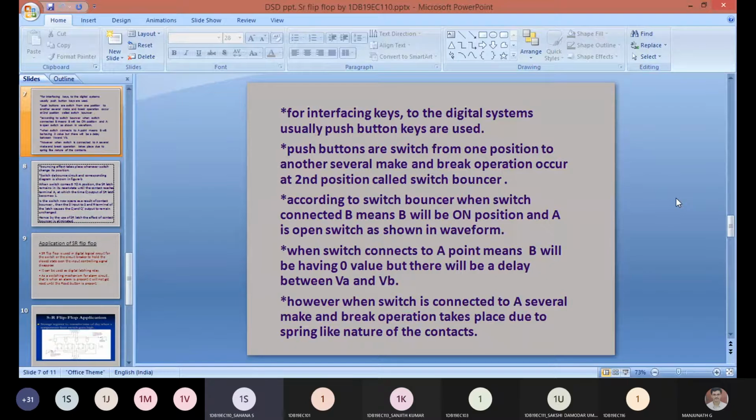According to the switch bounce, when the switch is connected to B, B will be in the on position and A is an open switch, as shown in the waveform figure here. When the switch connects to A point, B will have 0 value, but there will be a delay between VA and VB. However, when the switch is connected to A, several make and break operations take place due to the spring-like nature of the contact.